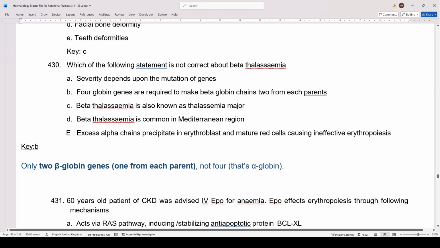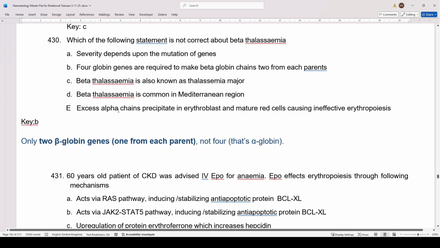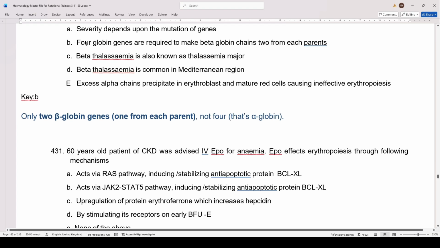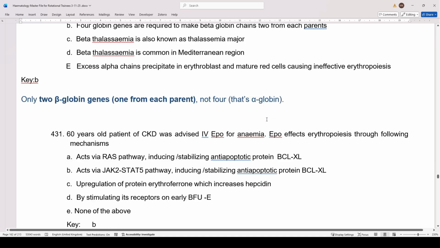Beta thalassemia is also known as thalassemia major. It is correct. Beta thalassemia is common in the Mediterranean region. It is correct. And in beta thalassemia we have excess alpha chains, but these chains precipitate in the erythroblasts and mature red cells, and those cells undergo hemolysis. So in this case we have ineffective erythropoiesis. So the option is B here. Just revise that only two beta globin chains will be there, one from each parent, not four. If it is four, they are talking about alpha globin chains.